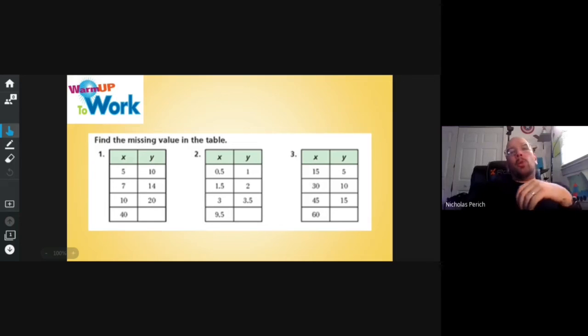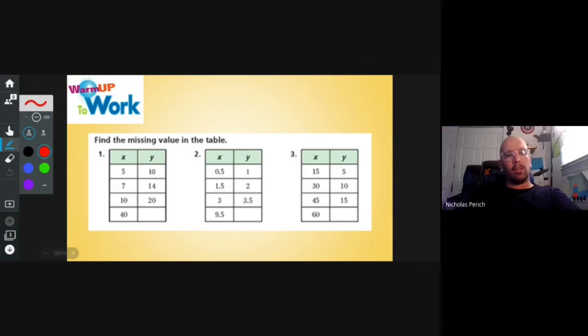Chapter 6 is mostly about patterns, functions, they're called, but a lot of patterns and a lot of putting stuff in and getting stuff out. That's chapter 6. This is our warm up, and it's asking me to find the missing value in the table. So there's got to be something that we're doing from the left side to get to the right side that makes us able to figure out what the pattern is going to be.